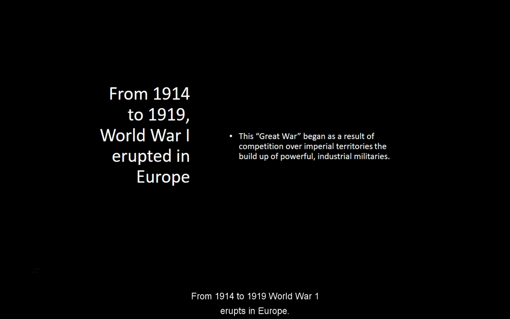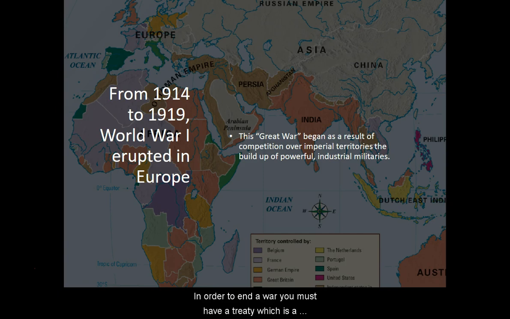From 1914 to 1919, World War I erupts in Europe. The reason it says 1919 is because that is when the Treaty of Versailles is signed. In order to end a war, you must have a treaty, which is a document that contains the agreement for ending the war. The fighting in World War I actually ends in 1918. So if you need to know what years World War I was fought, please remember 1914 to 1918.